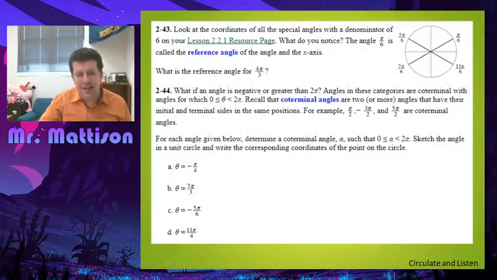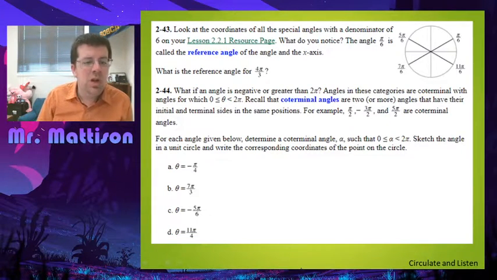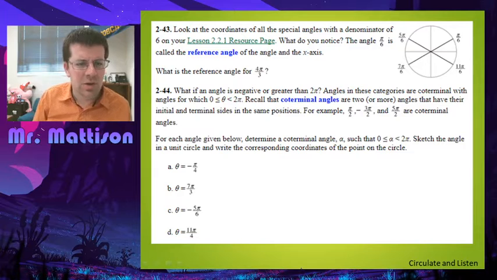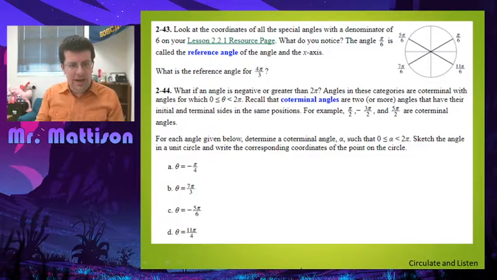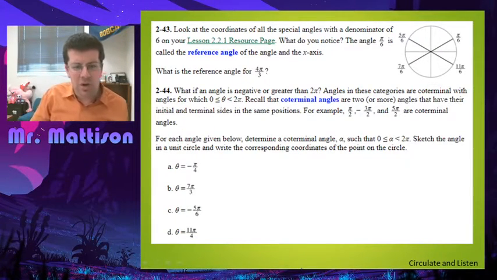So keeping that in mind, let's take a look at number 44. So here A, B, C, and D. What would be a coterminal angle on the unit circle we just drew with each of those angles? So use your unit circle, pause the video, and try and find the coterminal angle with all of those. Go for it. Okay, so now that you've done that, let's go over those.